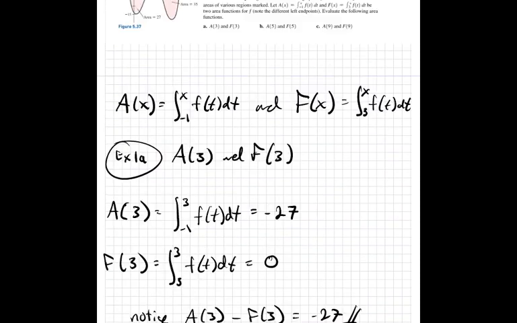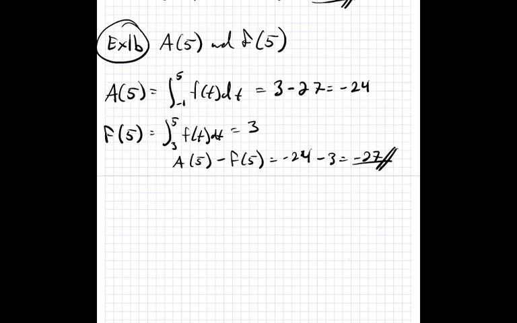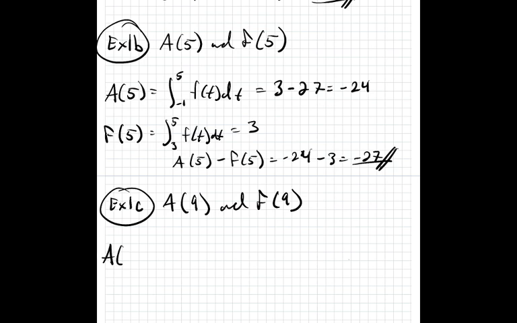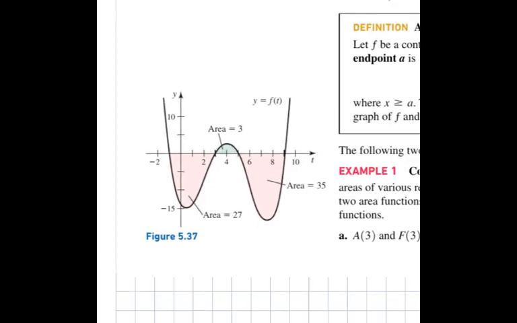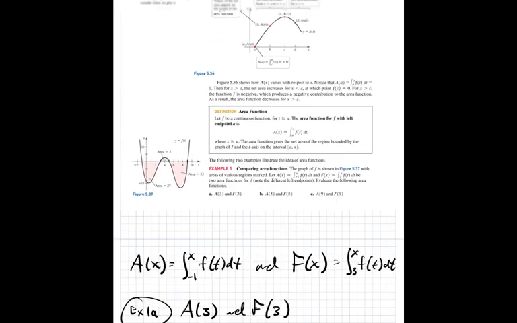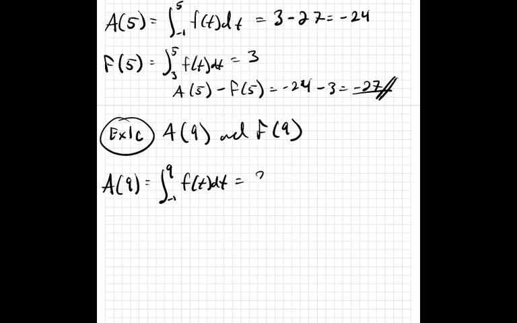And then for part c, 9 and 9, right? For example 1c, we're asked to compare A(9) and F(9) for these two area functions. So A(9) is going to be the integral from -1 to 9 of f(t) dt, okay? Looking back at the graph, from -1 to 9, we're going to have to do 3 minus 27 minus 35. That's 3 minus 27 minus 35, which is 59.